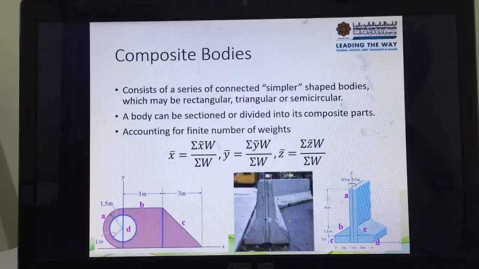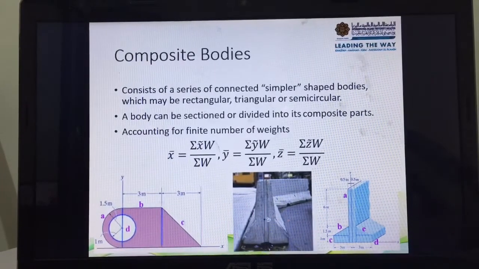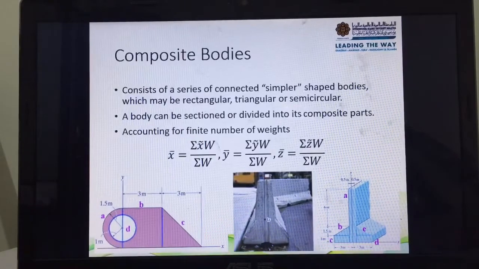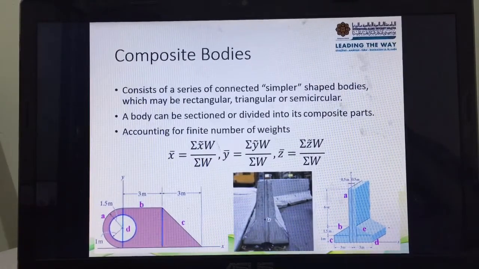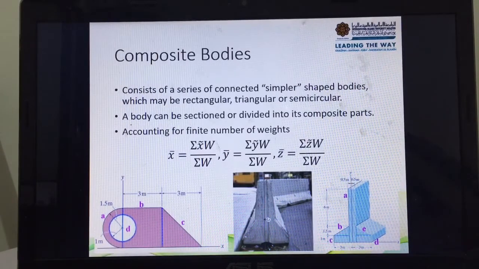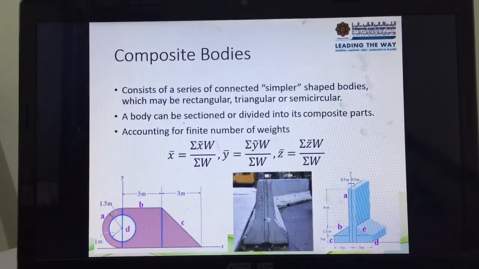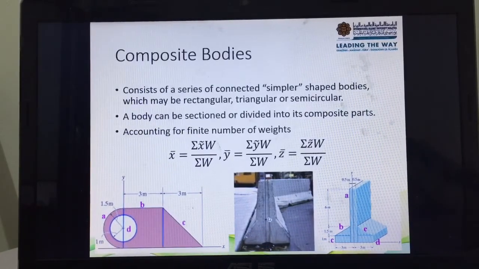Now we go to the composite areas. So composite bodies, what does it mean by composite bodies? It consists of a series of connected, simpler shaped bodies which may be rectangular or triangular or semicircular. So what happens is that for composite parts, you can section them into smaller parts, right? And it is accounting for a finite number of, for instance, just a quick one.